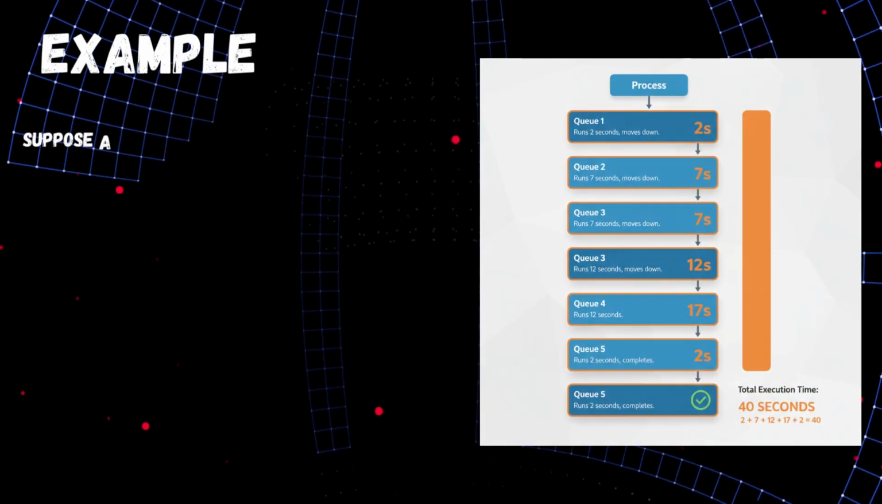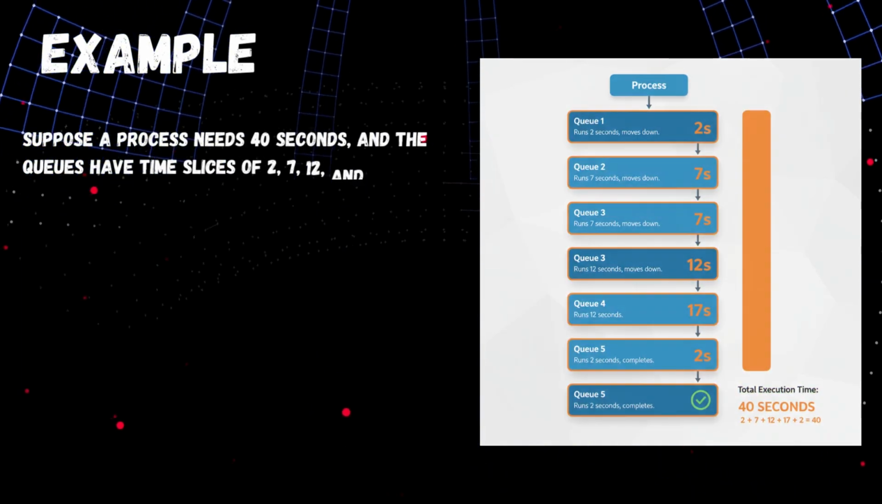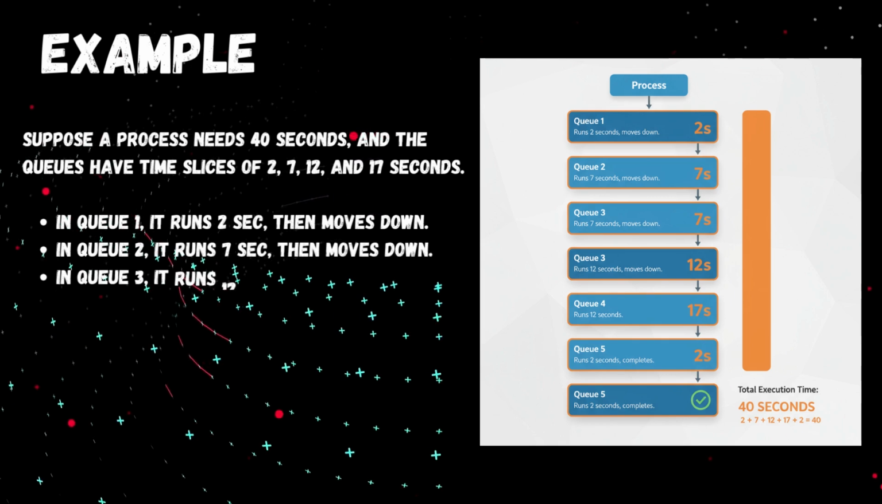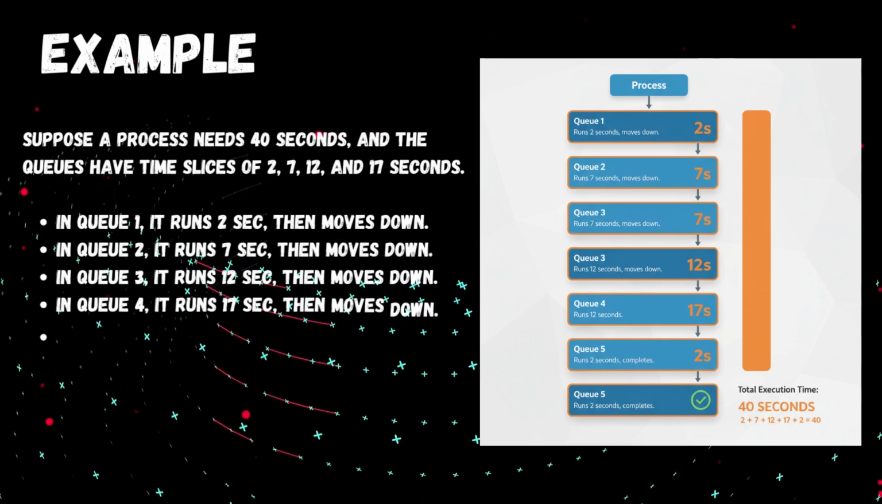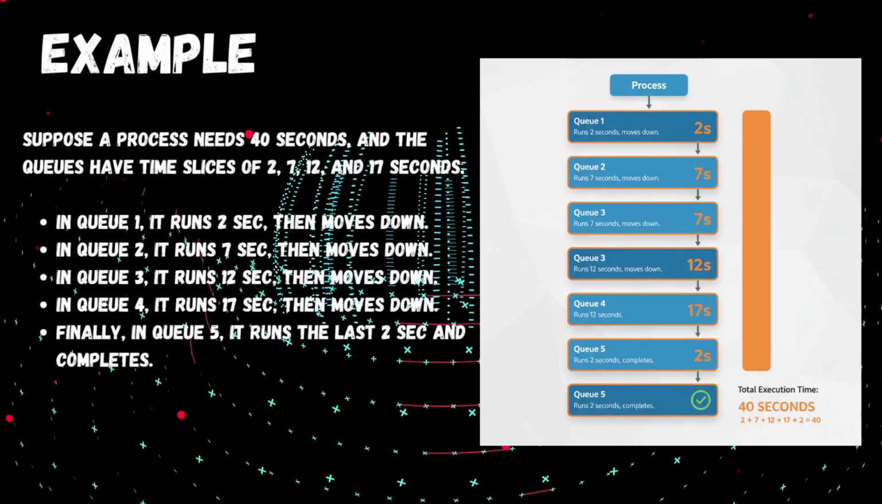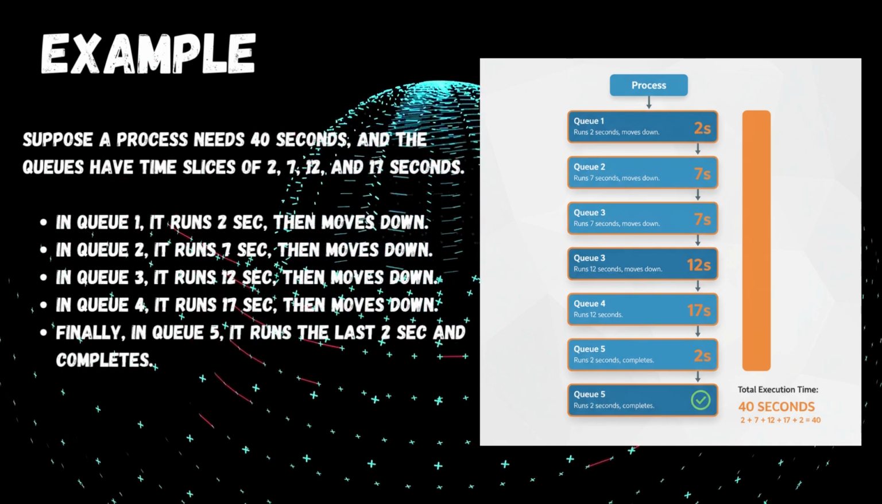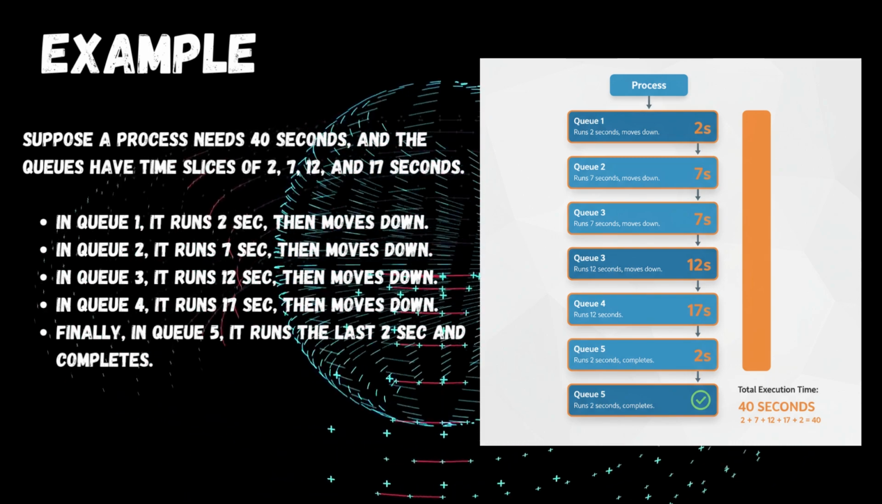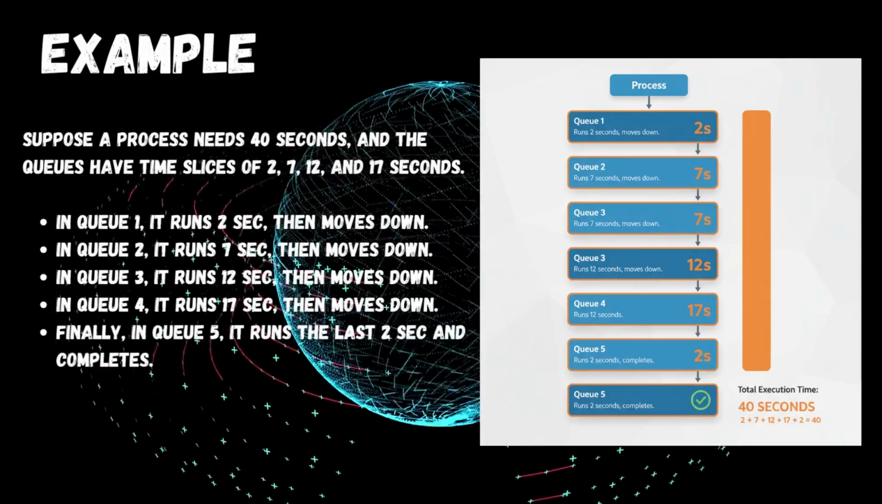Example: suppose a process needs 40 seconds, and the queues have time slices of 2, 7, 12, and 17 seconds. In Q1, it runs 2 seconds, then moves down. In Q2, it runs 7 seconds, then moves down. In Q3, it runs 12 seconds, then moves down. In Q4, it runs 17 seconds, then moves down. Finally, in Q5, it runs the last 2 seconds and completes.